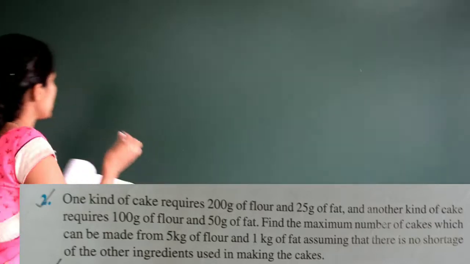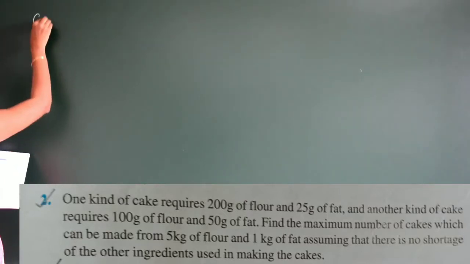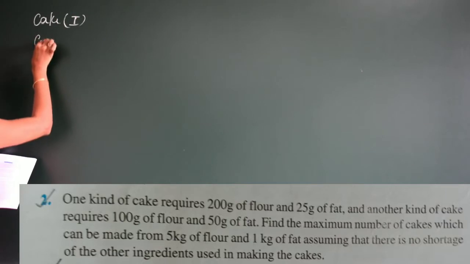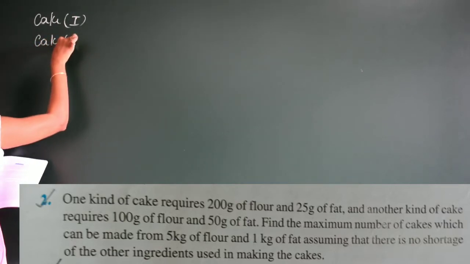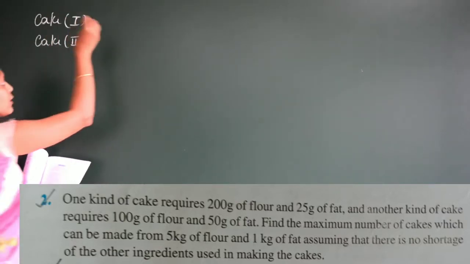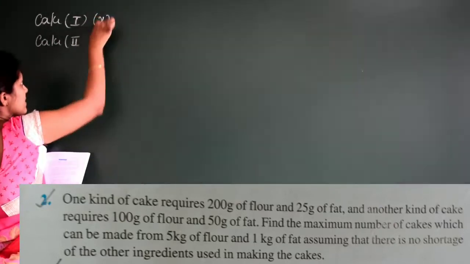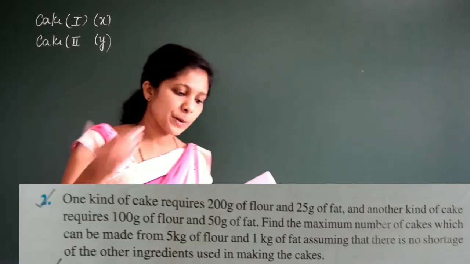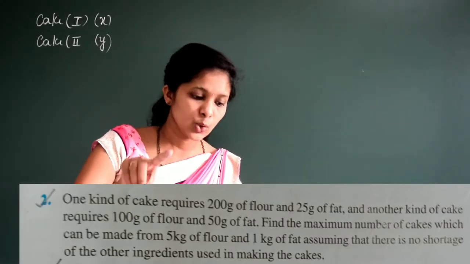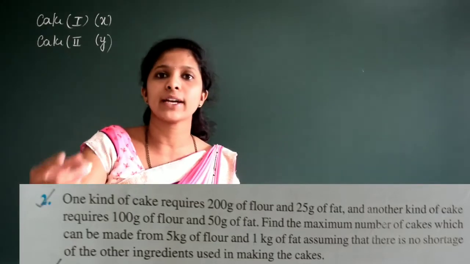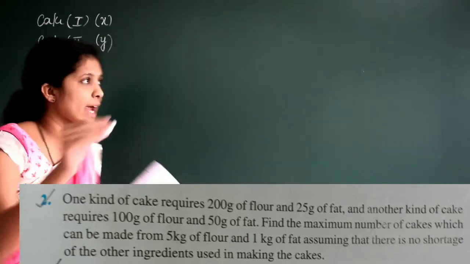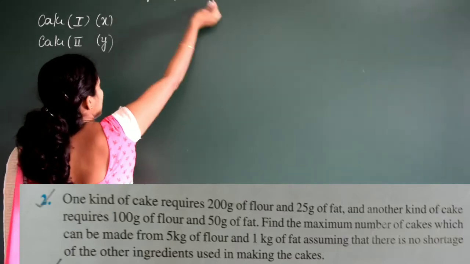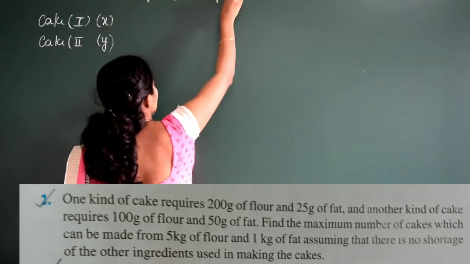So what are those? We will consider that one is cake 1, the first kind of cake, and another one is the second kind of cake. We will consider the first kind of cake as x and the second kind of cake as y. Next, what is given? To prepare those cakes, we need flour and fat. So let us write here, this is flour, and here we will write this as fat.